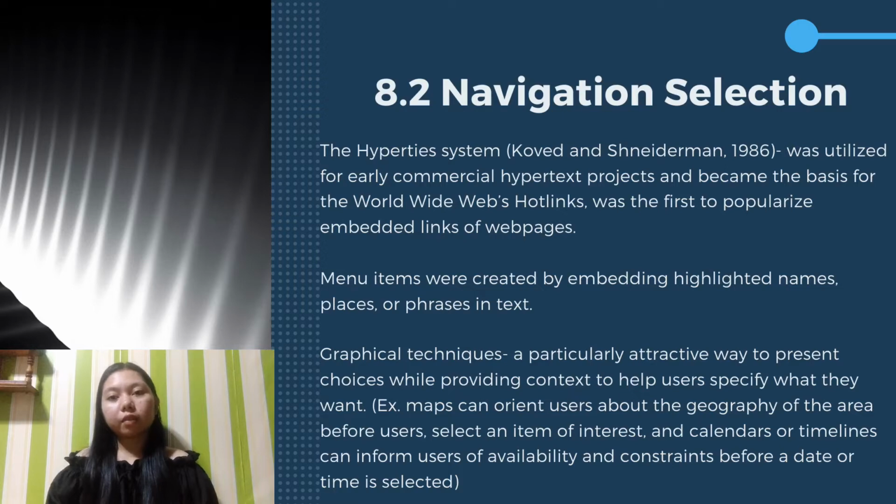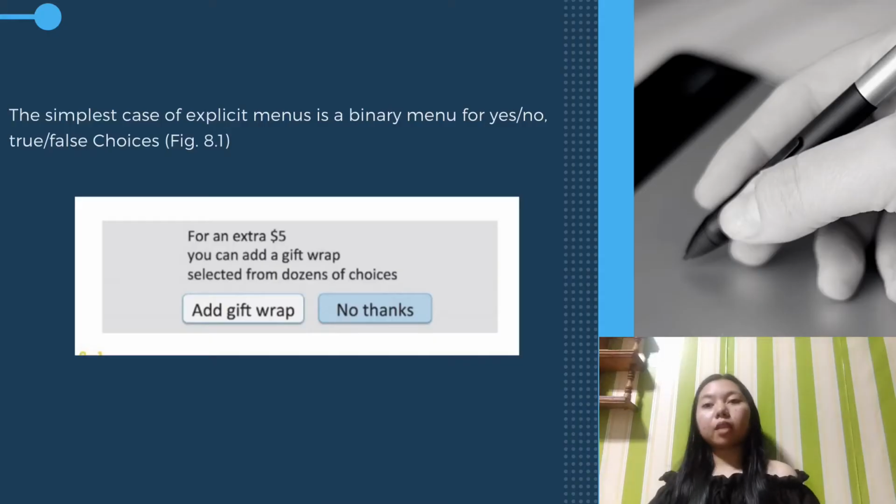According to Elmqvist 2011, interactive visualization of information can also help analysts navigate large amounts of data in a fluid, visual manner. The simplest case of explicit menus is a binary menu for yes or no, true or false choices. As you can see in figure 8.1, it is a simple menu with two choices. A short explanation is provided. Buttons are large enough to be easy to select and have information labels, and one answer has been highlighted as the most likely answer.